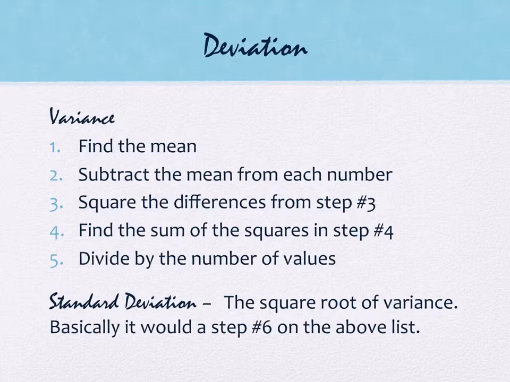After we square the differences that we got in step 3, in step 4 we're going to sum those. We're going to add them together. And step 5 is to divide by the number of values. So that's an averaging process, right? Add something, divide by the number of values. If we're actually finding variance, then we're done.